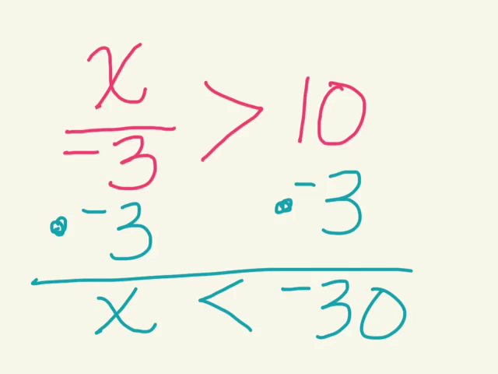Let's try a nice easy round one. Let's go negative 33. Negative 33 divided by negative 3 is 11, and 11 is greater than 10. It works. Okay? So if we hadn't switched the sign and we said x is greater than negative 30, and say we used negative 27, negative 27 divided by negative 3 is 9, and 9 is not greater than 10. It doesn't work. So you have to switch the sign to get all the solutions that work.